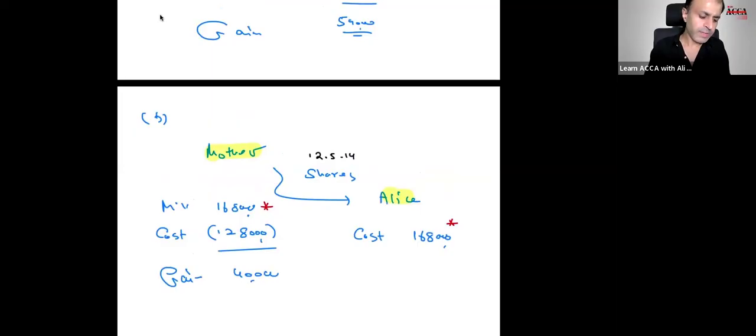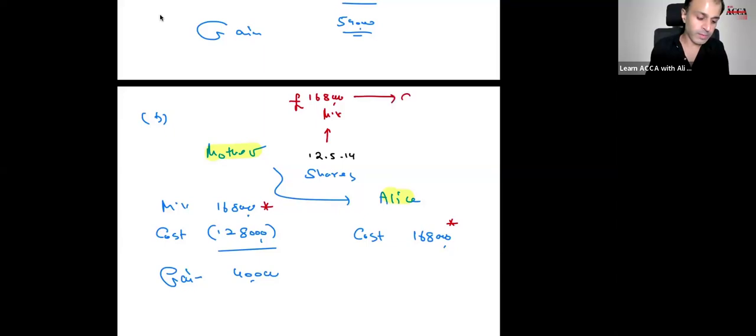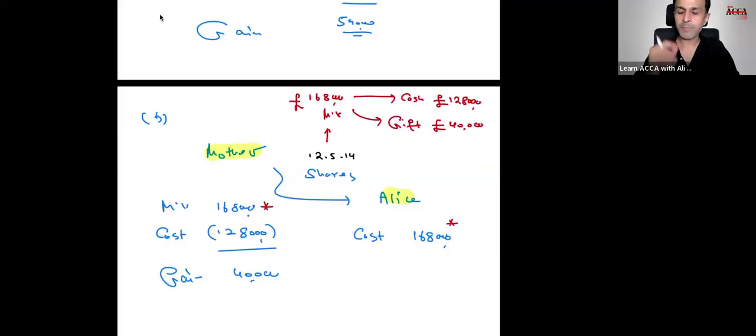Noticeably, the market value of the shares on that day was 168,000. And she comes to compensate her mother 128,000. She purchased them from her mother for 128,000. So this is going to be the cash proceeds in it. Then what must have been the gift element in it? 40,000. This is called a partial gift, where the donee compensates part of it, not the whole of it. This has been the value of the shares, but she has been able to pay 128. The part that she has not paid is called a partial gift.